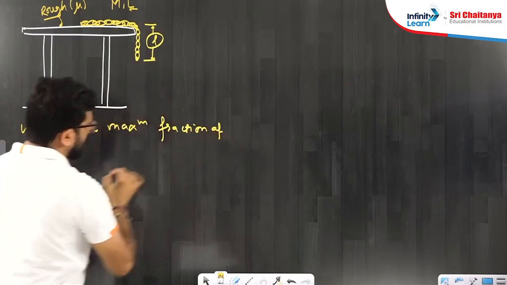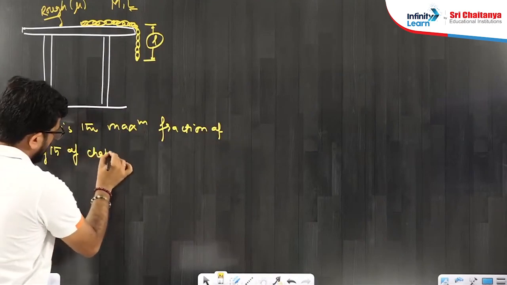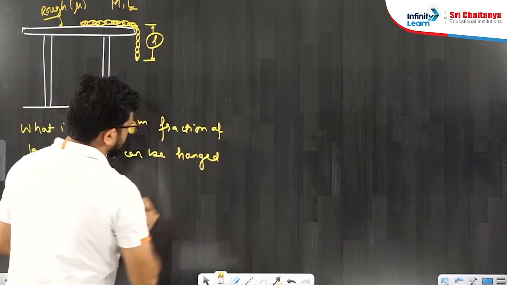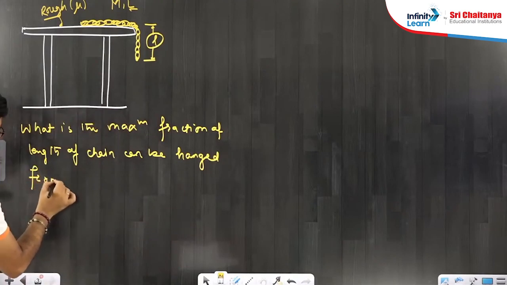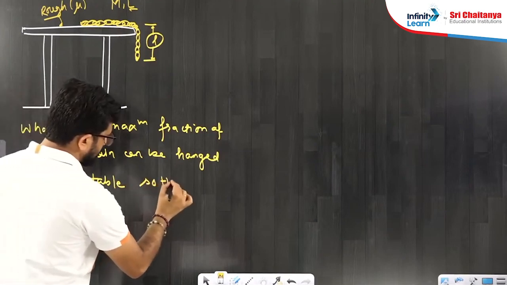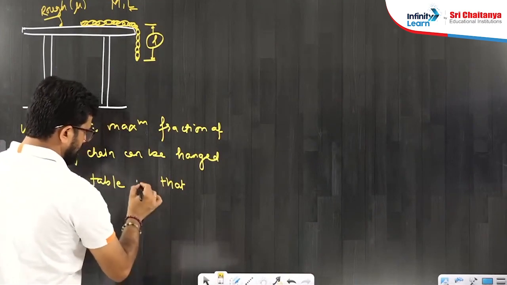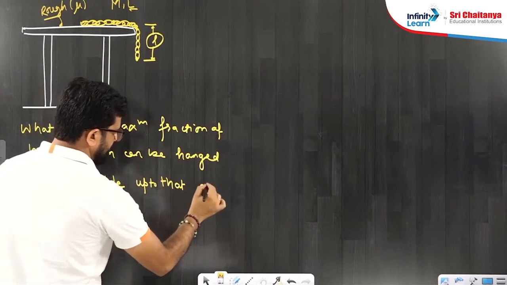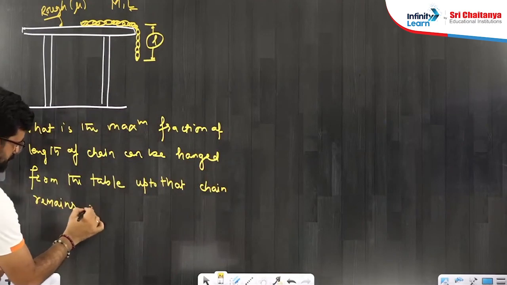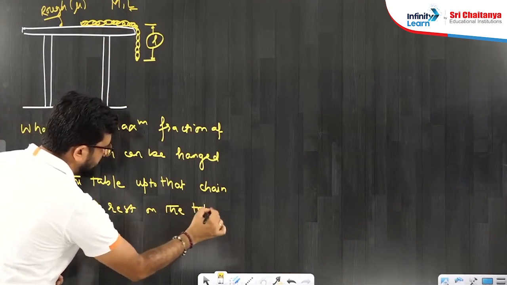of the length of the chain that can be hanged from the table, so that up to that, or we can say, the chain remains at rest on the table. This is a very basic question.